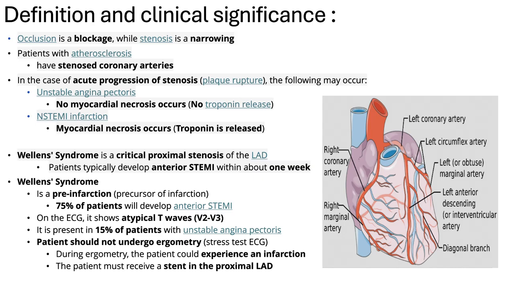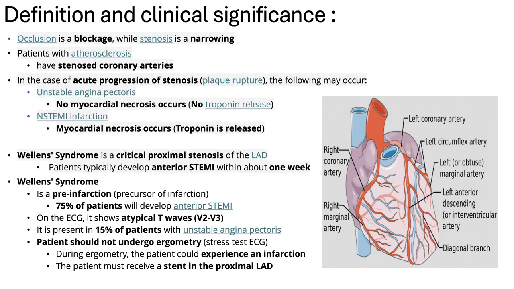In the case of unstable angina pectoris, there is no myocardial necrosis occurring, which means that there is no troponin release, while for the NSTEMI infarction, the troponin will be released because myocardial necrosis occurs.